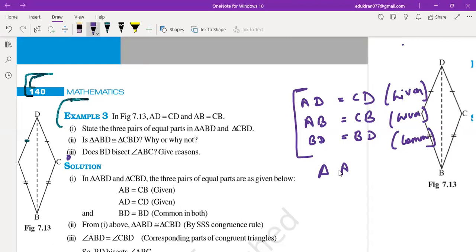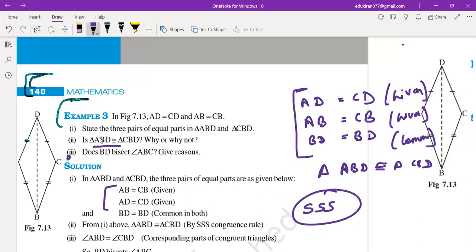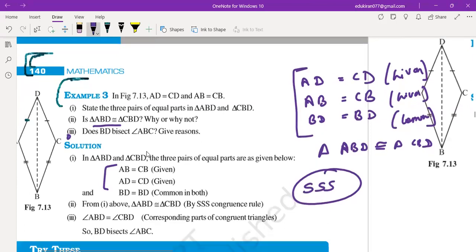Ma'am, you can also write BD equals DB, right? Yes, you can. Okay, ma'am. And then you will write triangle ABD is congruent to triangle CBD. Done? Then next is, triangle ABD is congruent to triangle CBD, why or why not? So yes, ma'am, because we proved it here. I wrote side criteria, they are equal, right?